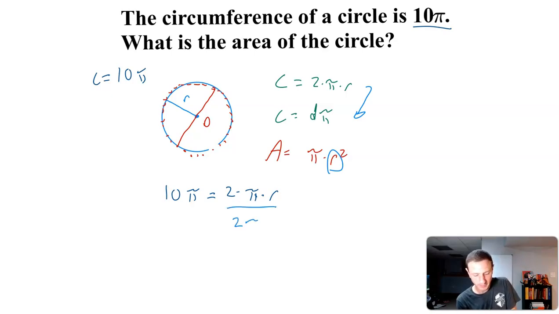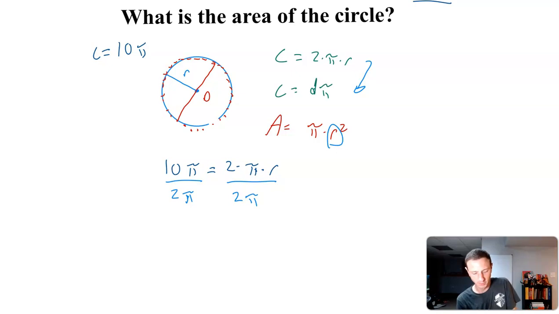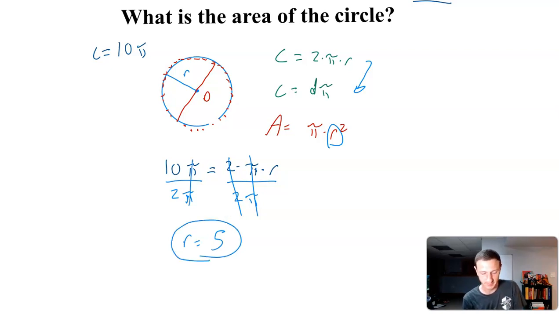So I'm going to divide by 2 pi. That's going to give me the radius, because the 2 pi's cancel out, leaving just r. And on the other side, 10 divided by 2 is 5, and pi over pi cancels out, so the radius is 5. So now I have my radius. Now let's get the area. Area is equal to pi times the radius squared. I just figured out that my radius is 5, so area equals 5 squared, which is 25, times pi.